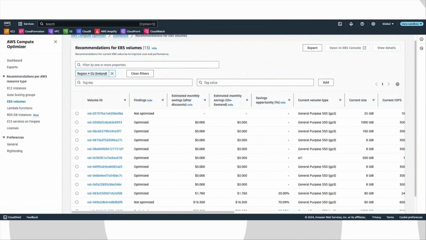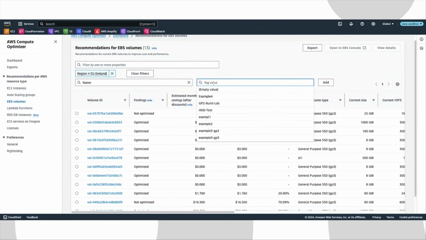Just to note that Compute Optimizer will only give recommendations for volumes that are attached to instances. So make sure that if you're looking for recommendations for a specific volume, that it is attached to a running EC2 instance. Okay, so let's look at our first example, and you can filter your recommendations based on the tags of the volumes.